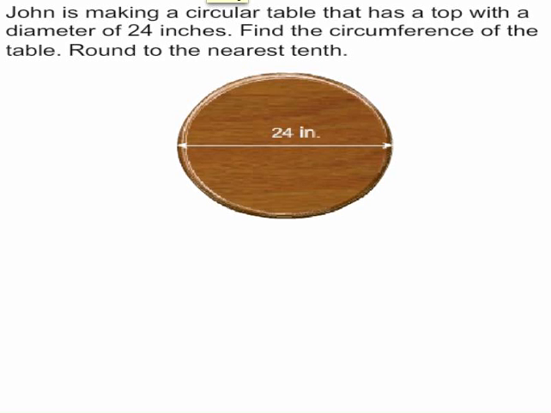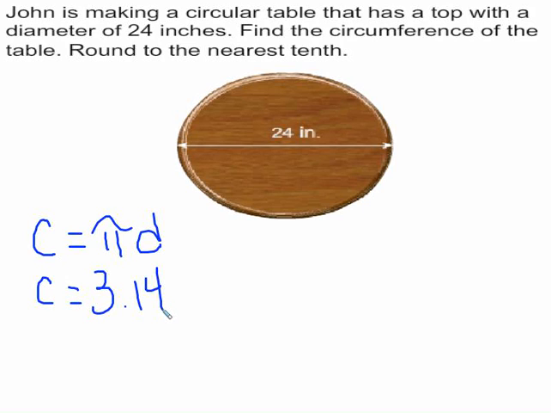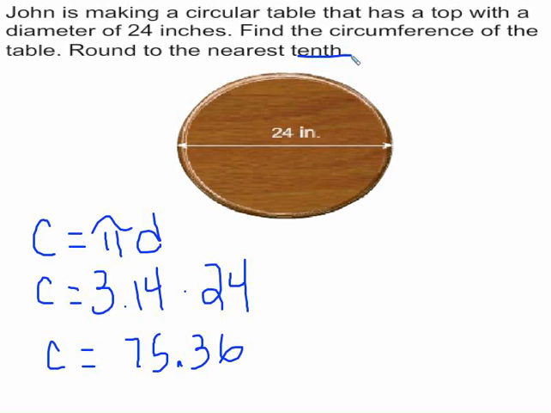John is making a circular table that has a top with a diameter of 24 inches. Find the circumference of the table and round to the nearest tenth. So in this case, since I'm given the diameter, I'm going to use the formula that states circumference equals pi times diameter. So that's just going to be 3.14 multiplied by 24. I'll give you a chance to calculate. That'll give me circumference equals 75.36, but since I'm asked to round to the nearest tenth, I'm going to round that to circumference equals 75.4 inches.